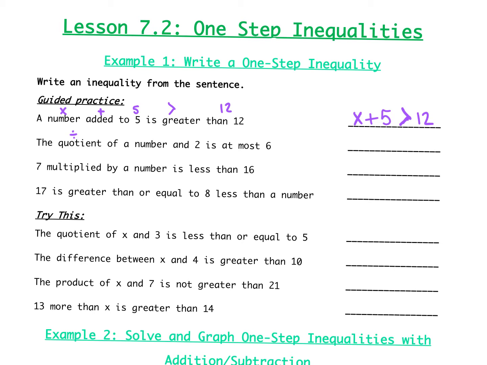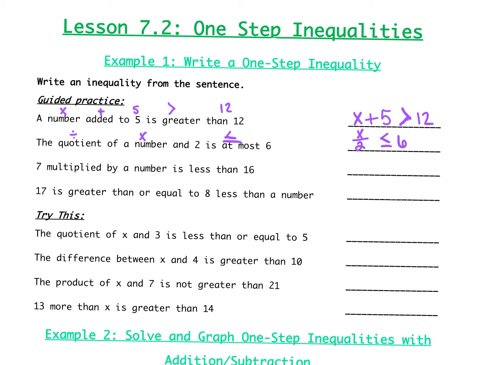Here we have a quotient of a number, which we don't know, and 2 is at most 6. At most means it can't be any bigger than a number, so it's less than or equal to 6. So we say x divided by 2, because remember we always go in order for division, is less than or equal to 6. Because it can't be any more than 6.